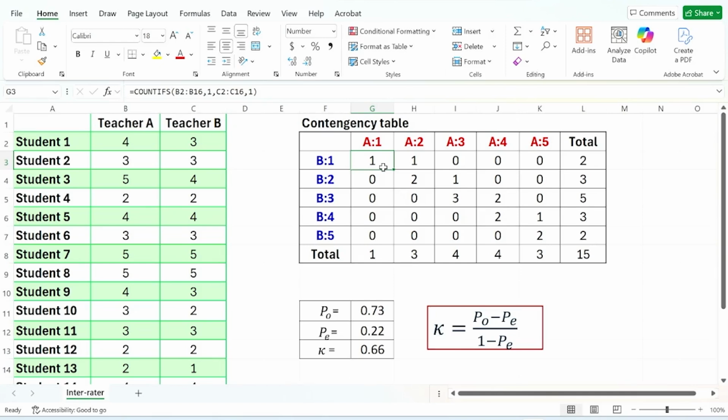Okay, so I'll show you how to do this. This is how I do it. What do I take? The diagonal. You see that? This is the diagonal I'm talking about. 1 plus 2 plus 3 plus 2 plus 2. Why? Because that's where they both agree.